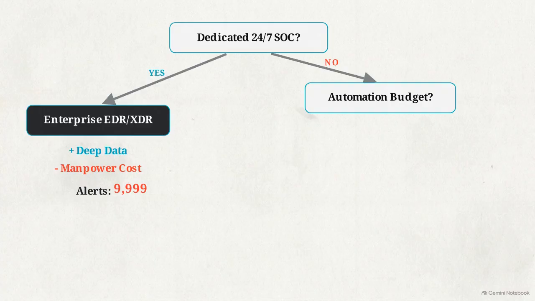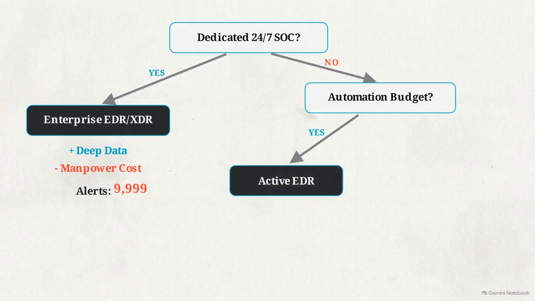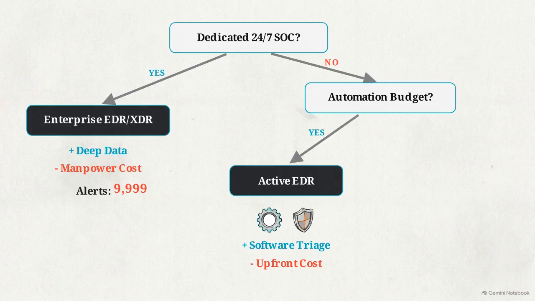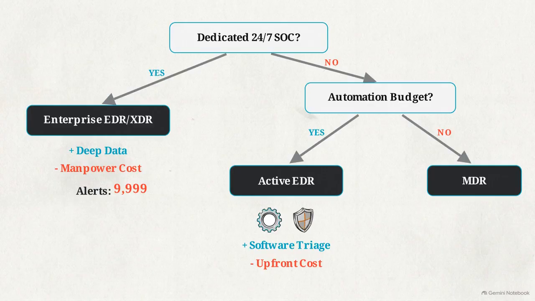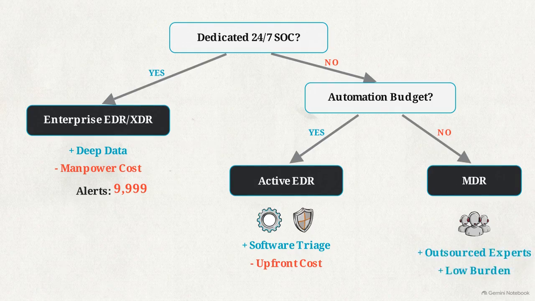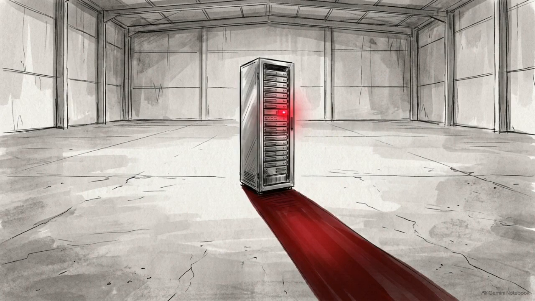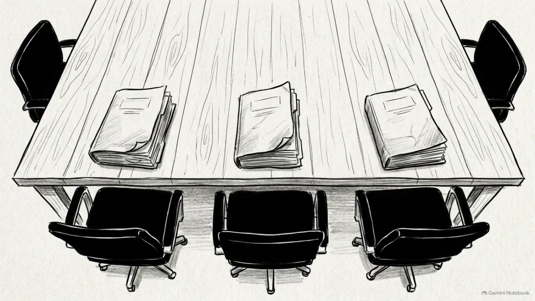If you don't have the staff, ask if you have the budget for automation. If the answer is yes, active EDR is your path. It lets the software handle the triage, which protects your endpoints without requiring a large internal team, though you'll face higher upfront software costs. If you have neither the staff nor the automation budget, you must look at Managed Detection and Response, or MDR. This is where you outsource the 24/7 monitoring to third-party experts who watch your network for you. Buying the most expensive enterprise tool without the people to run it is a waste of capital. Your current headcount is what determines your security architecture.